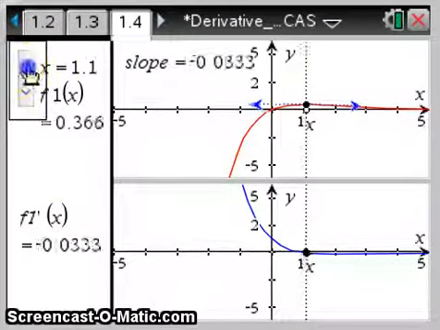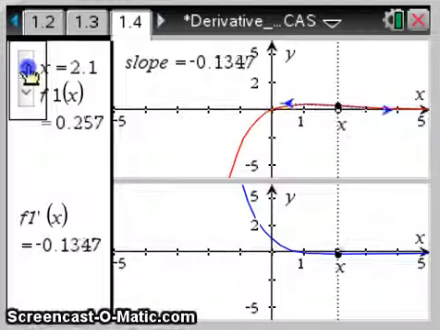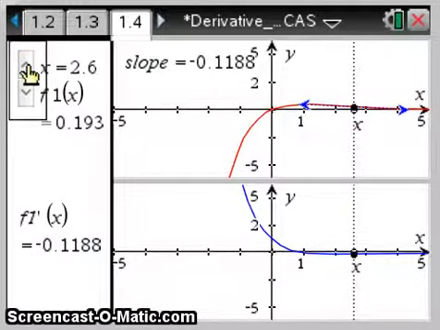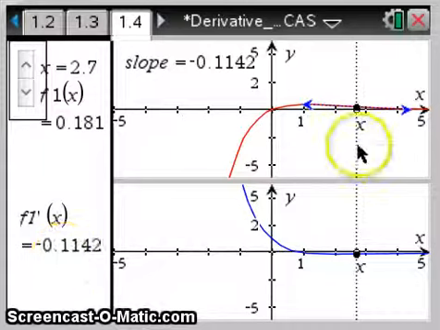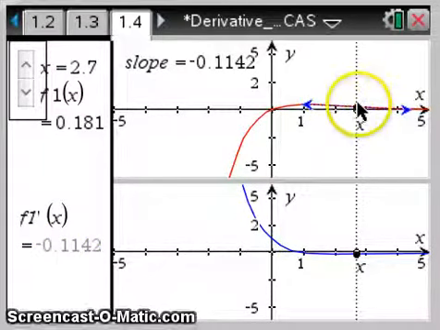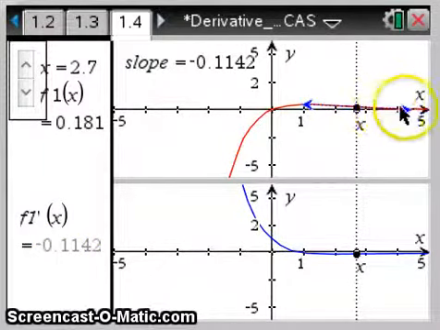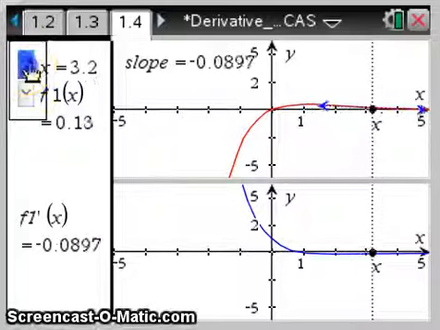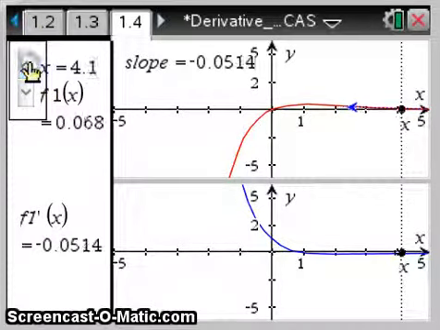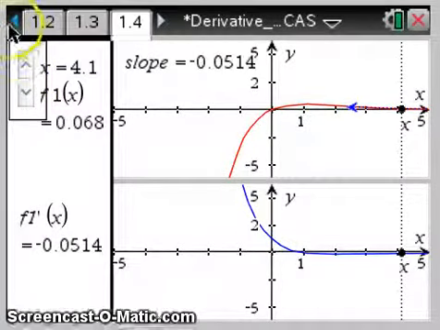Moving further to the right, as the x's increase, you notice the gradient is decreasing. This is not surprising because from the red graph you can quickly see that it's heading towards 0 in gradient, although it's negative all the while. So there's the graph of that.